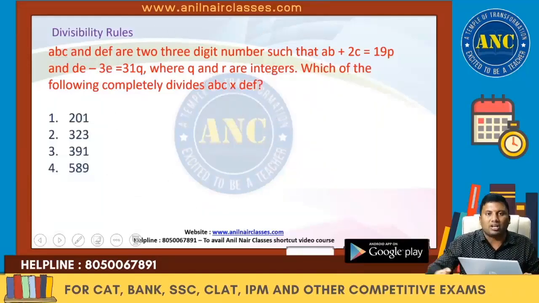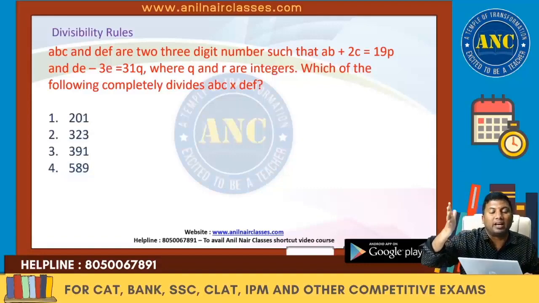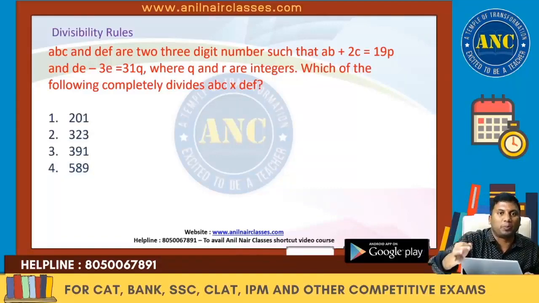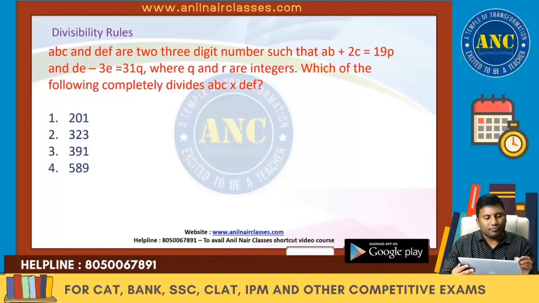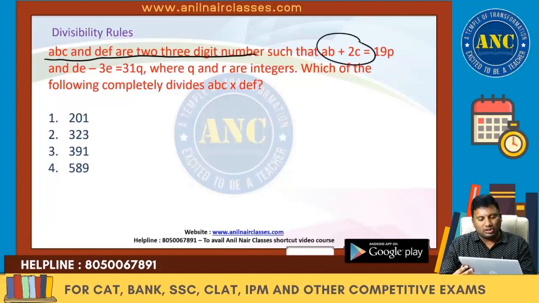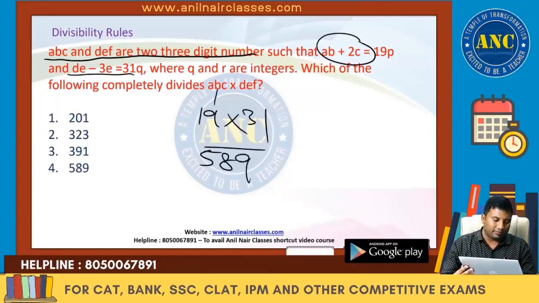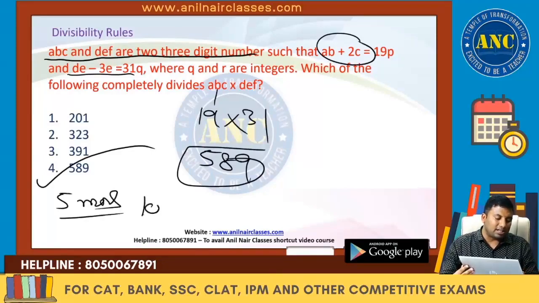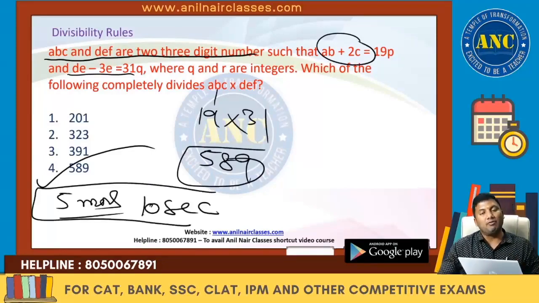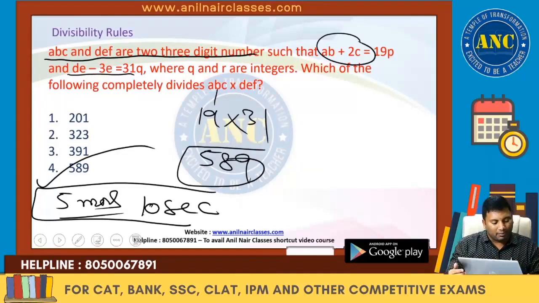Next is a CAT level question. Without keeping pen on the paper, my student should solve it. That is what I expect from every enrolled student. ABC and DEF are 3-digit numbers. AB plus 2C is divisible by 19. DE minus 3F is divisible by 31, same question, 589. It is actually a 5 minute problem. I translated it into a 10-second problem by giving you a thorough idea of how you can develop the divisibility rule for any prime number. I hope the idea is clear.